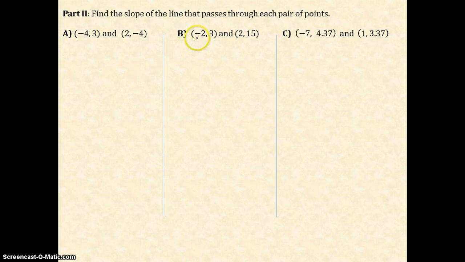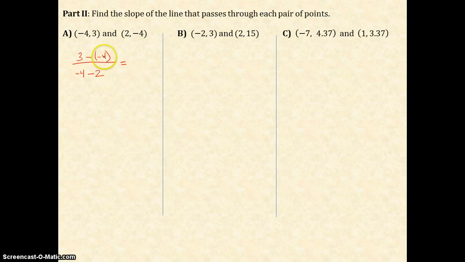Find the slope of the line that passes through each pair of points. Okay, so we need to do the y value minus the y value over the x value minus the x value. So 3 minus -4 over -4 minus 2. Notice since I started with this point when I subtracted the y's, I have to also start with this point when I subtract the x values.